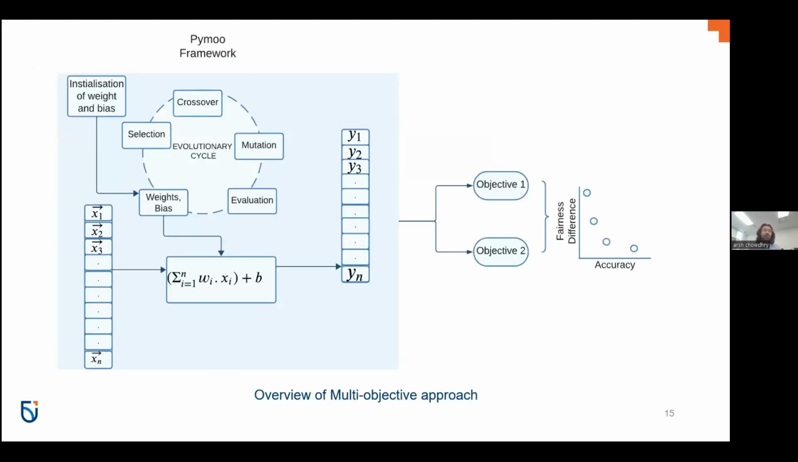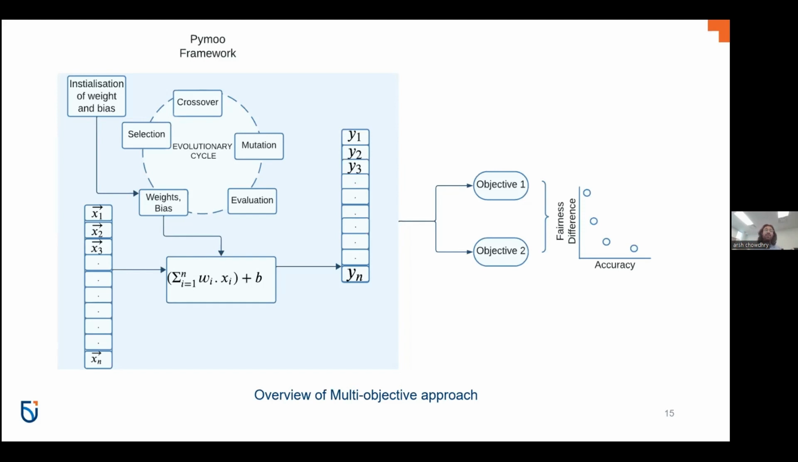And this is the overview of our multi-objective approach. We have the input data, we initialize the weights and the bias, and then use an evolutionary algorithm. Once the predictions are made, we need 4 attributes for conducting the fairness analysis: the unprotected group, the protected attribute, the predictions and the actual outcome. Once we do the fairness analysis, we have the second objective, accuracy, which we can calculate as well. And once we have these two objectives, we wrap the whole process in a multi-objective optimization framework known as PIMO, which helps us to understand the trade-offs between fairness and accuracy.